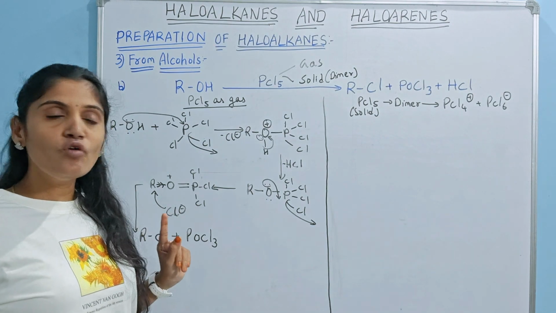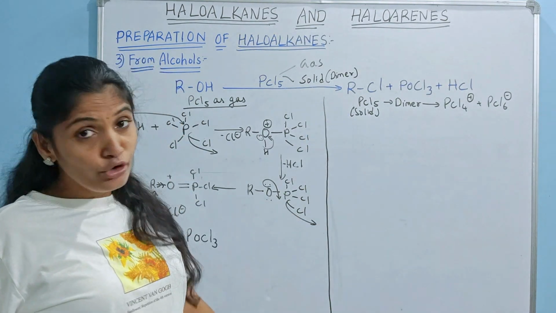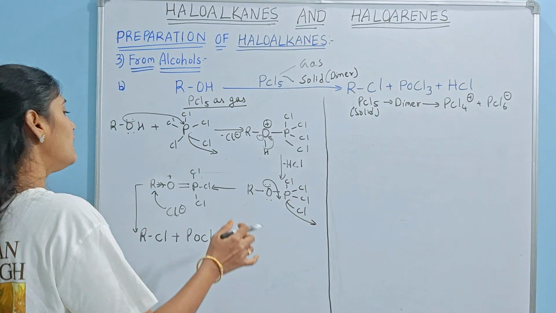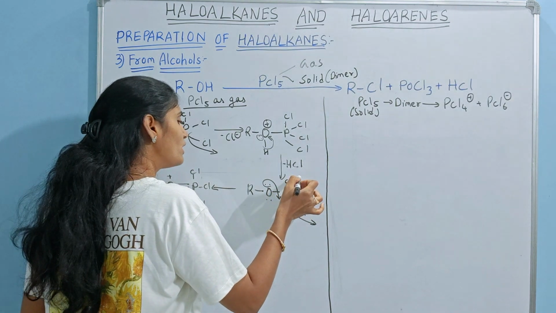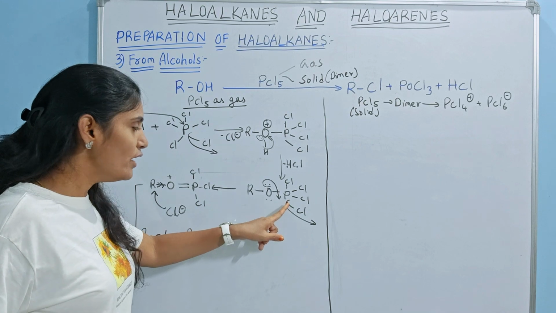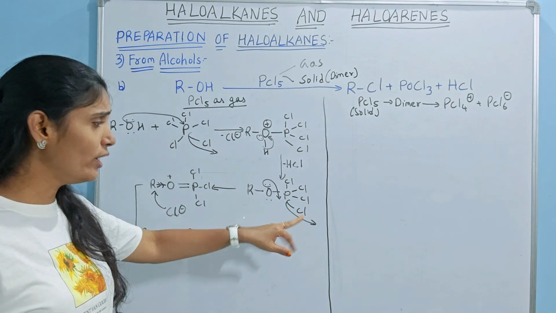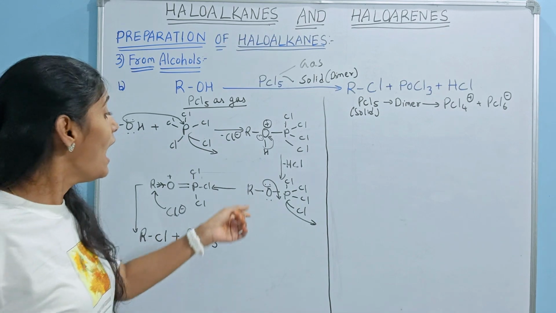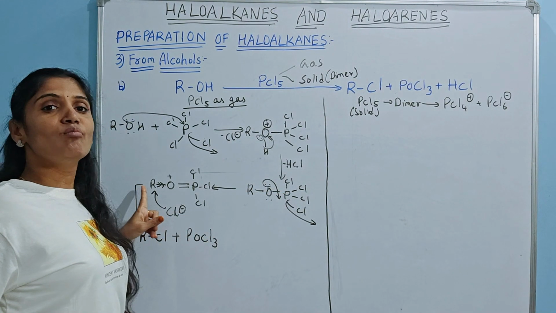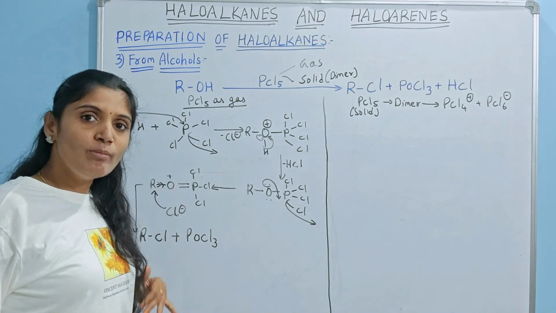Now, did the nucleophile come from some other reagent? No, the nucleophile came from within the molecule. Here, if you see in this molecule, Cl minus left the molecule. Chlorine has left the molecule as Cl minus, and it is again attacking in the same molecule. So within the molecule, all the thing is taking place. Nothing is coming from outside.